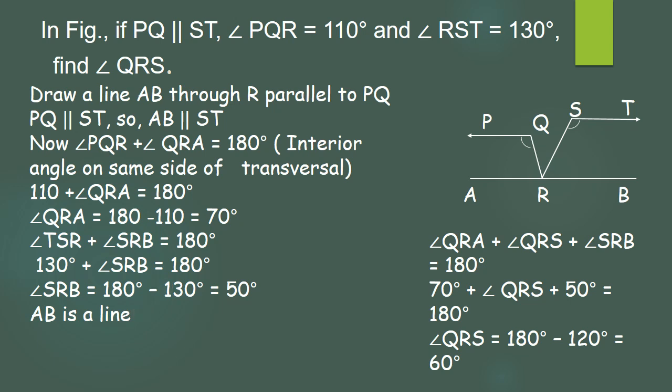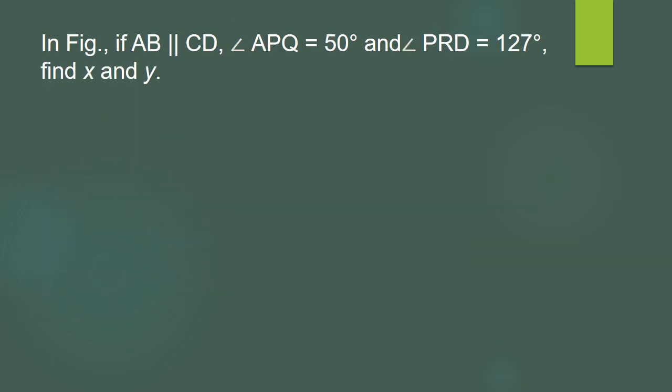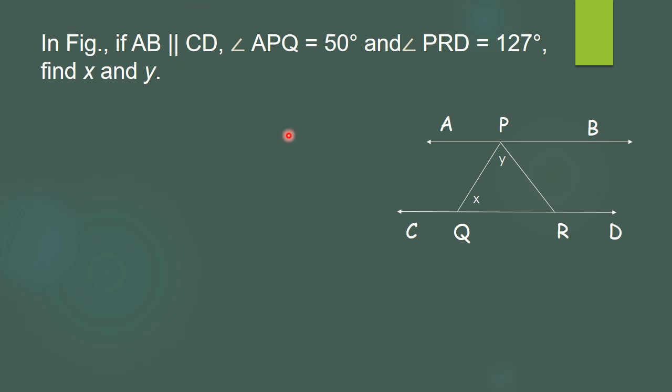Now we will go with the next sum. They have given AB is parallel to CD. Angle APQ is given 50. So this is given 50. And angle PRD is given 127. They have given the notation X and Y, and they have asked to find out X and Y. Now first they have given AB is parallel to CD, and we will consider PQ as a transversal.